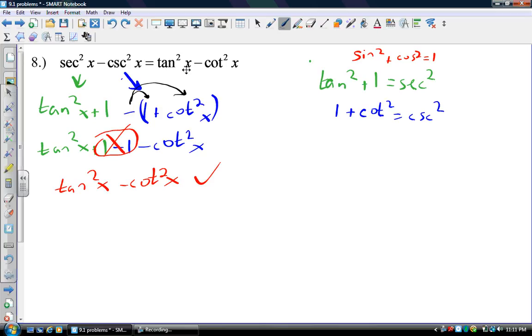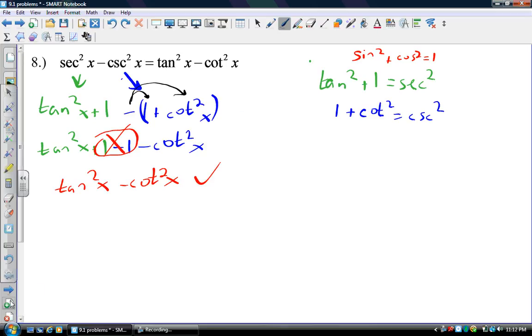Again, that one doesn't really follow the convention of turn everything into sines and cosines. It's a little more difficult one, but again, how did I know to do that? Well, I noticed that I have a secant squared, I need a tangent squared. There's a link. I had a cosecant squared, I needed a cotangent squared. There's a link between them. And it turned out it just boiled right down.